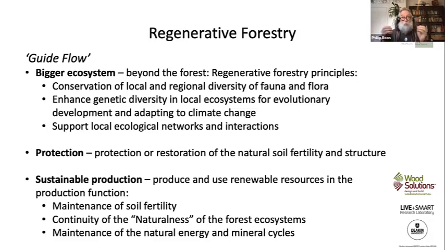Naturalness means if I walk in an Otway forest down here, there's this naturalness about it. And this is where Christopher Alexander referred to the patterns that inherently impact us and let us love nature. So what is that naturalness? Can you do this with your forestry practice? And then the maintenance of these natural energy and mineral cycles. And this is where we talk about the regenerative design. You guide the flow of these natural energy and mineral cycles.